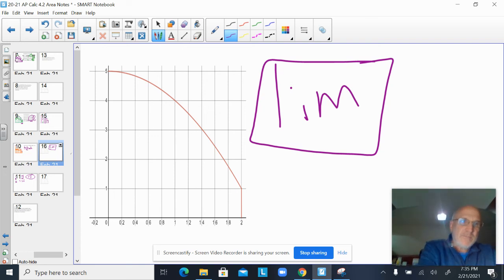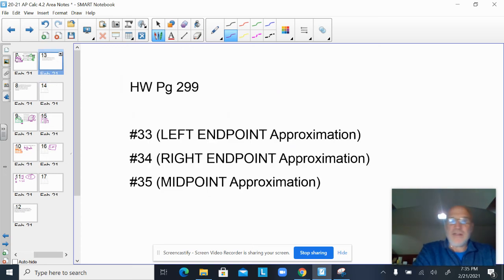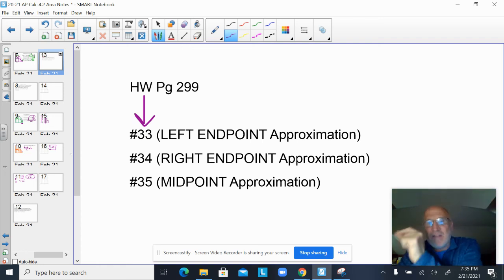Here's your assignment. That's not it. There it is. And there's only 3 problems. But I need you to not do what it says in the book. I'm telling you, for number 33, just find me the left endpoint approximation. And for 34, just find me the right endpoint approximation. And for 35, just find me the midpoint approximation. It'll still take you some calculating for each one. They'll take you 5 or 10 minutes per problem to do all the math and figure it out. But that is the plan.